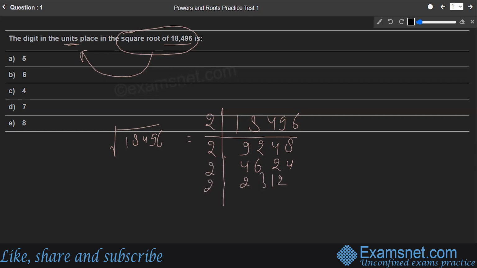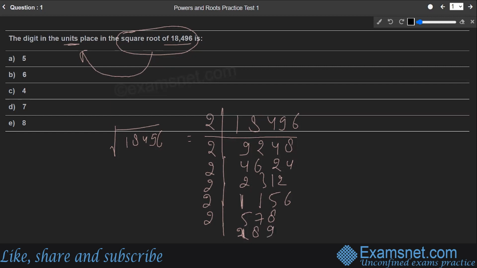Again divide by 2, it becomes 578. Again divide by 2, it becomes 289.